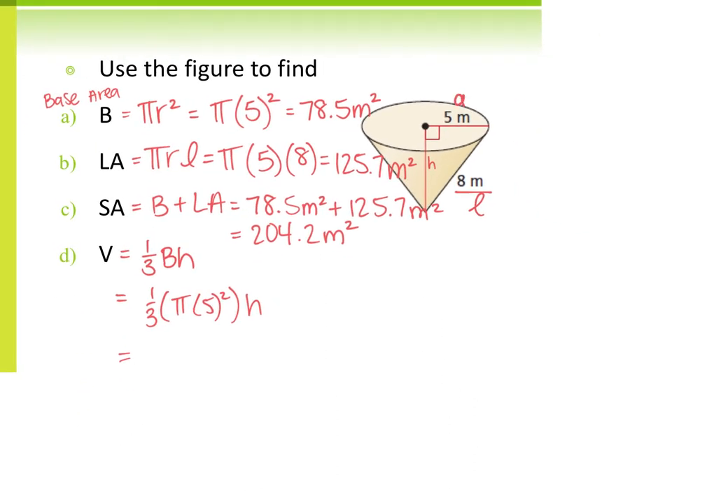So we'll make this our A, this will be our B, and this will be our C. Our hypotenuse is our C. So we've got 5 squared plus h squared equals 8 squared. Okay? So we're going to get 25 plus h squared equals 64. We subtract both sides by 25. We're going to get h squared equals 39.